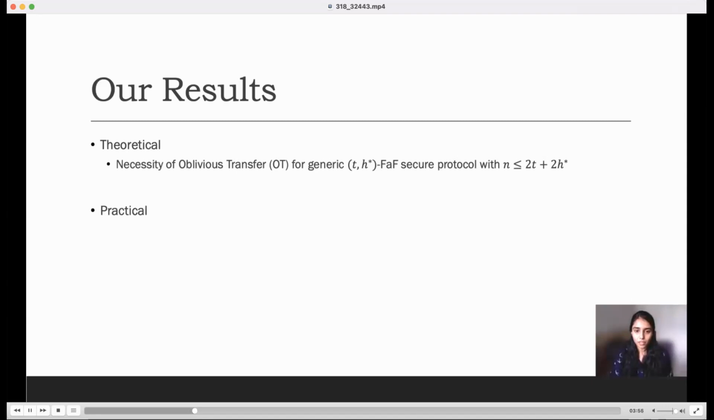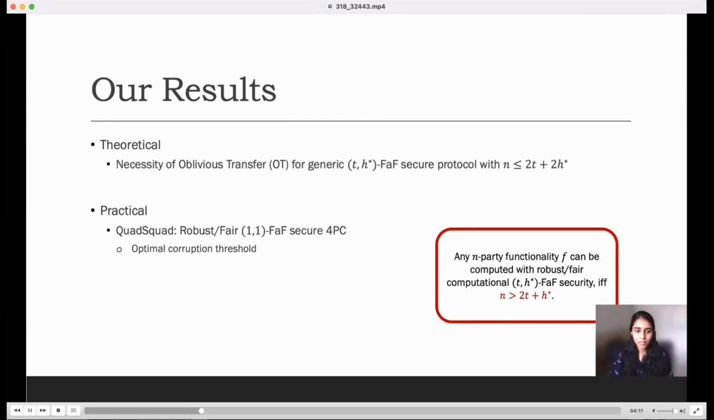Given this, we focus our attention on small population MPC protocols and construct a protocol, Quad Squad, which is a 4-party protocol which can tackle one malicious and one semi-honest corruption. Our protocol has two variants, fair as well as GOD. Note that in the 4-party setting, this is the optimal corruption threshold as defined in the work of Elon et al.